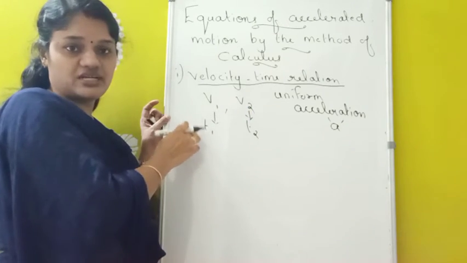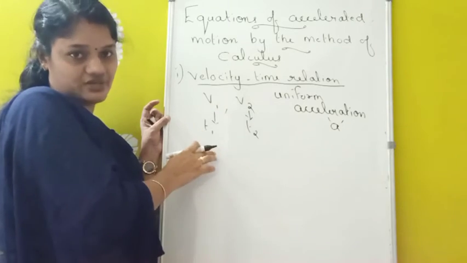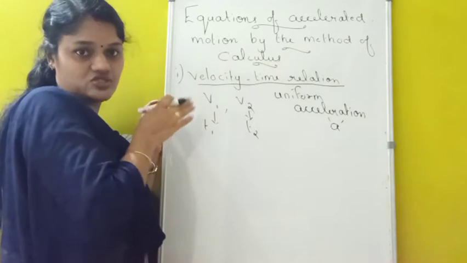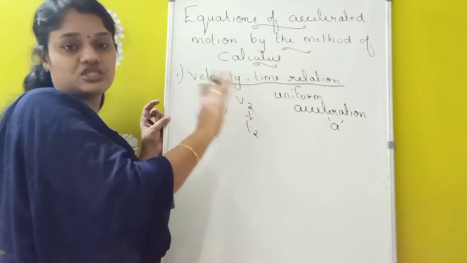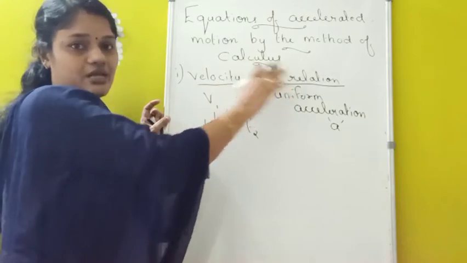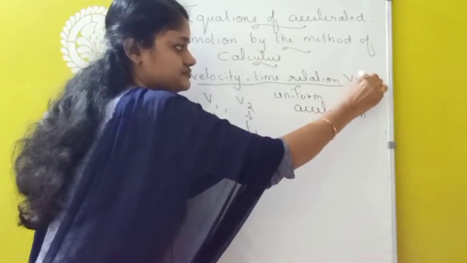So at time t1, let v1 be the velocity of the object, and at time t2, v2 be this velocity, and let a be the uniform acceleration of this object. This object is moving in a straight line with uniform acceleration. So first of all, we have to derive which one? The velocity-time relation. What is the relation? v equals u plus at.